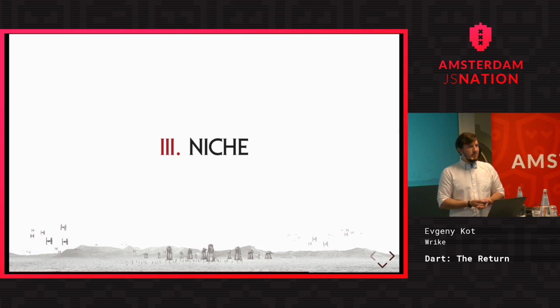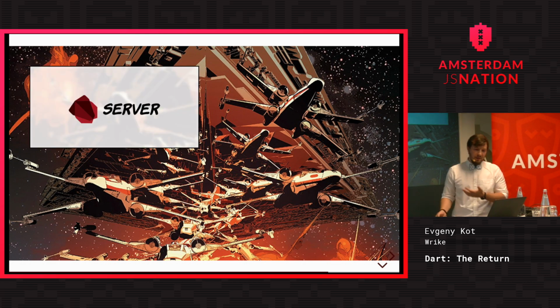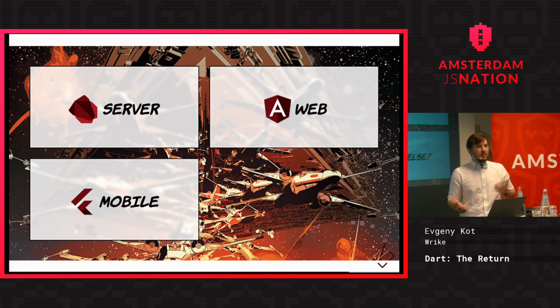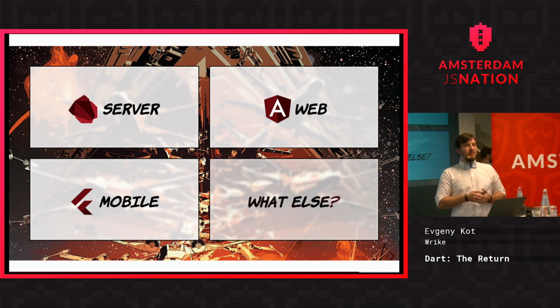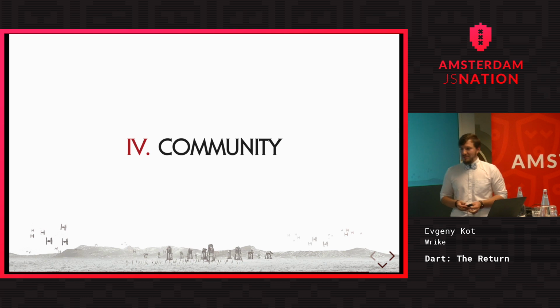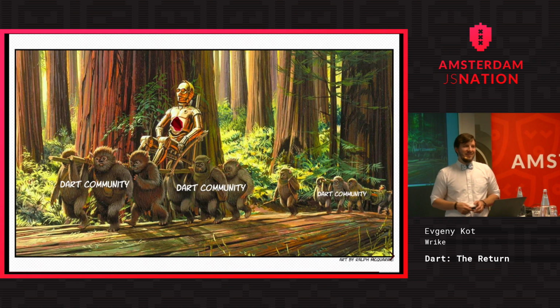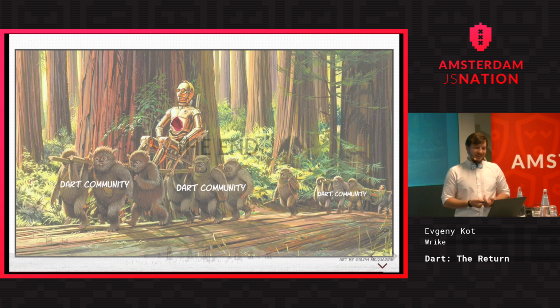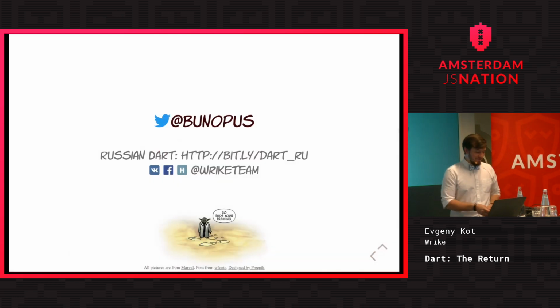So let's talk about niche. As I showed you, you can use Dart for server, for web, for mobile, for what else? I don't know, Fuchsia. Who heard about Fuchsia? It's an operating system written in Dart. You can use Dart in Fuchsia. And what about community? Yeah, maybe the JavaScript community is bigger. Maybe some people think that Dart is a clumsy, useless robot, but we love our robot. And I hope that you will try it and love it too. So love your robots, love Dart, and that's it. Thank you.